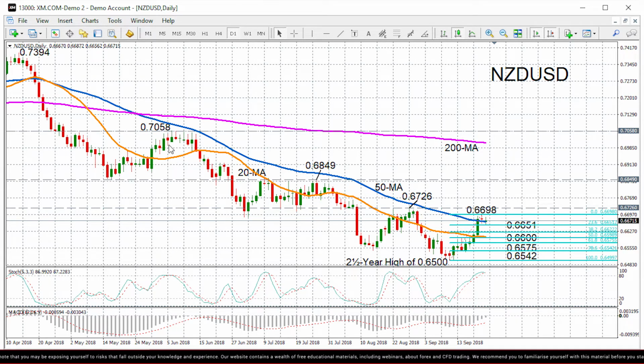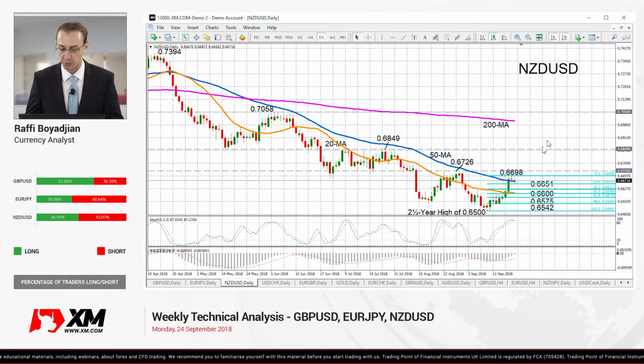A break above the July top could then strengthen the upside momentum even further, driving prices towards the June top of 0.7058. If we were to see a break above 0.7058, that could potentially signal the start of a new uptrend for the Kiwi dollar pair, and we could see the formation of a bullish structure in the medium term.